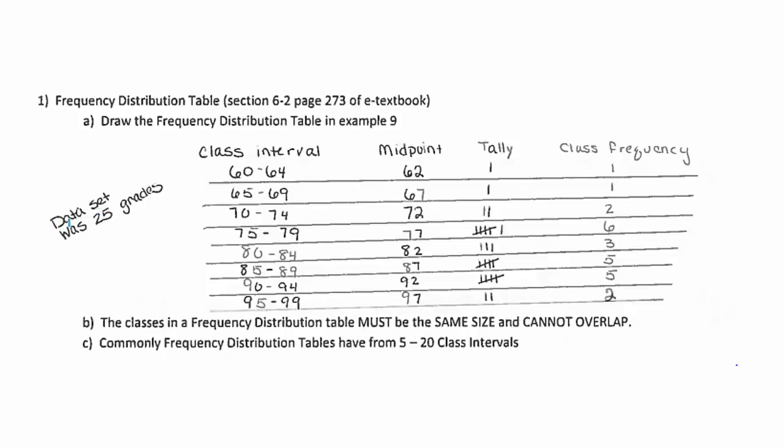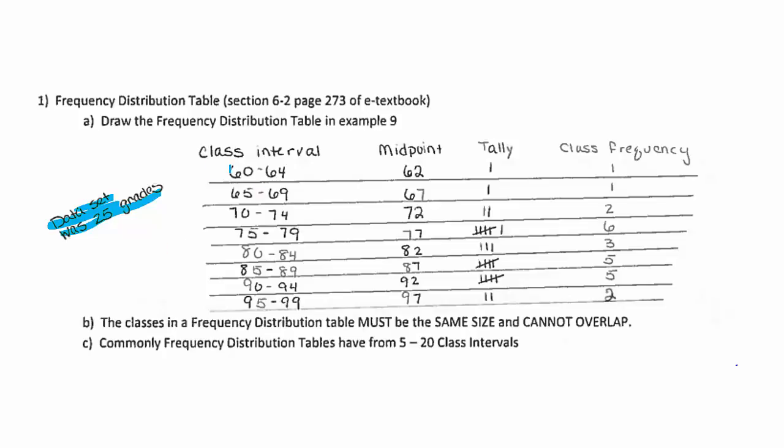So right here I have to the side that the data set was 25 grades. And so when I think about what that data set would look like, it would have just been a single list of data. And when I have that single list of data and I don't have pairs of data, it's hard to make a graph to represent it. So the first way that we start to organize this is into a frequency distribution table.